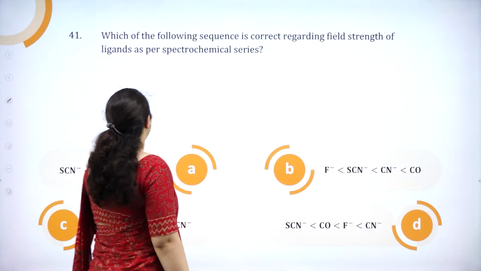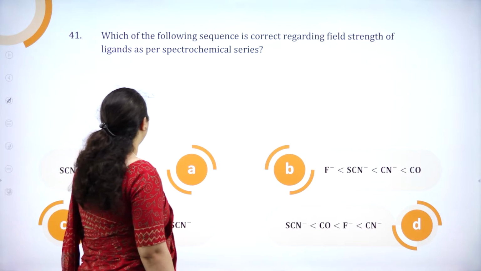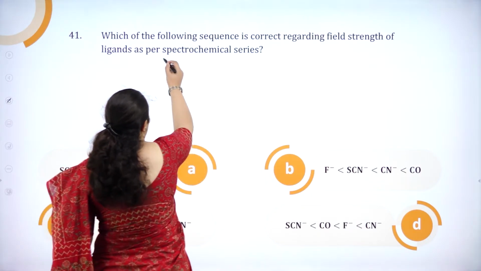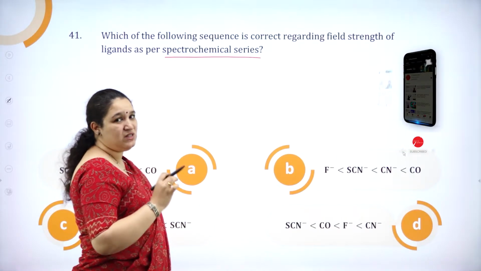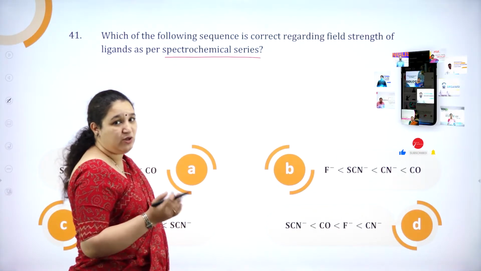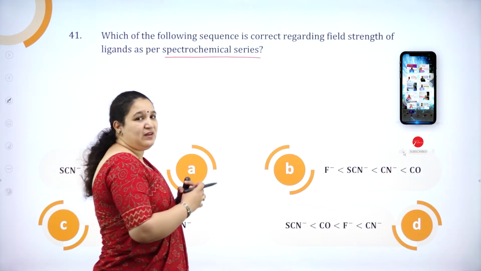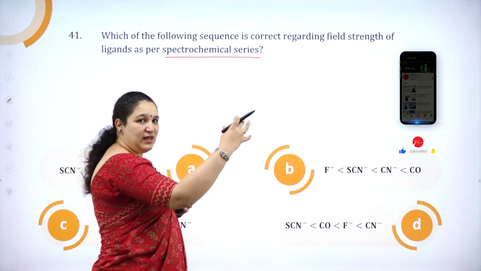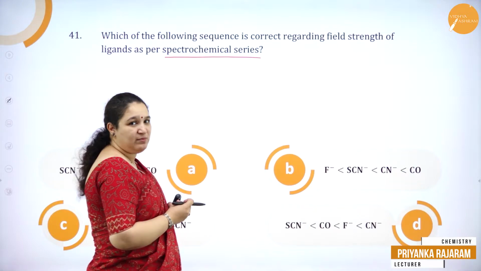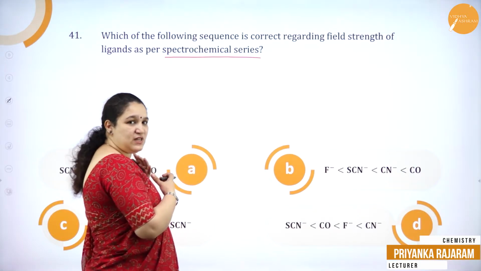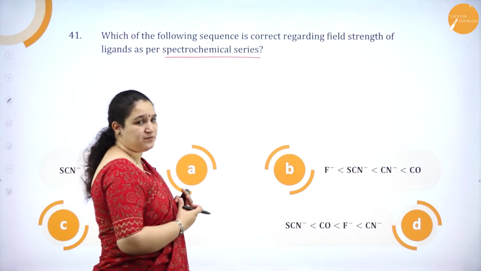First question. Which of the following sequence is correct regarding field strength of ligands as per spectrochemical series? So we are asked to tick the correct answer based on the spectrochemical series. You need to know it very clearly. If you remember it, the carbonyl group comes towards the end, that is, it has the highest field strength. Just next to that we have CN minus, and the halogens come towards the beginning of the series because their field strength is lesser.